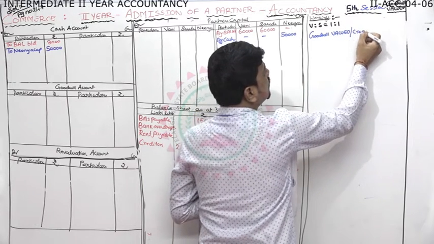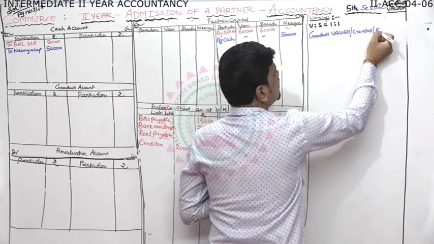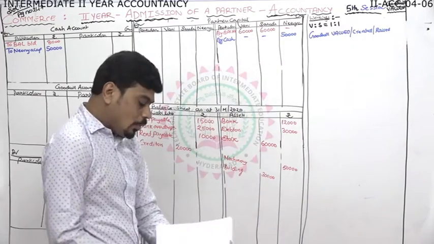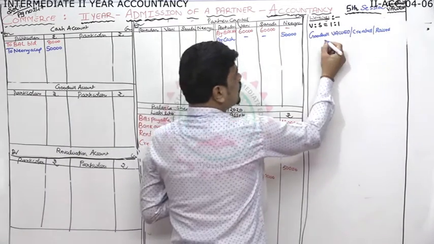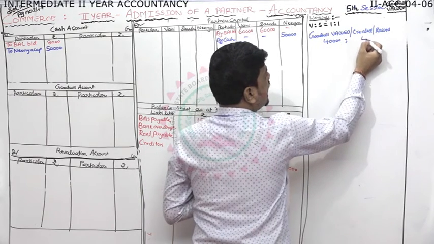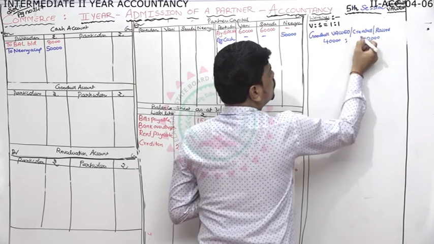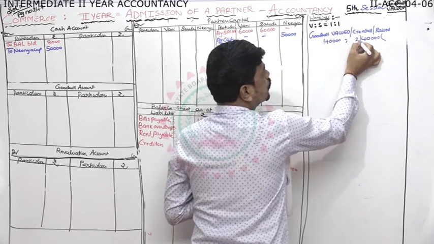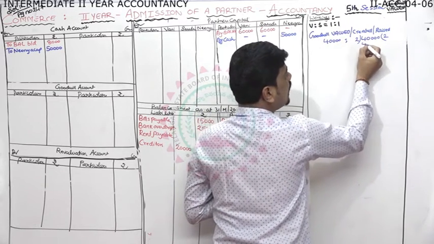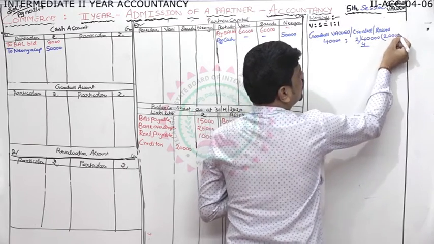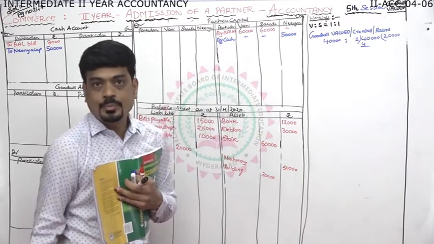I am writing here created, or they can say raised. Since they told valued, how much they valued? They said goodwill valued 40,000. So what will I do again? This 40,000 I am going to divide by 1:1, means 2. 2 2s are 4. 1, 2, 3, 4. I am transferring. So 20,000 here.